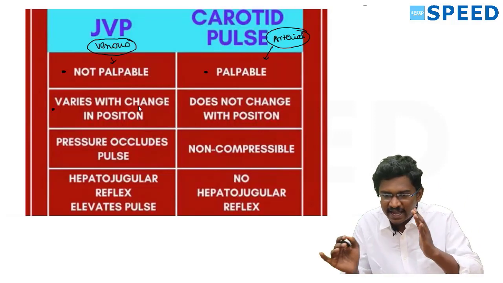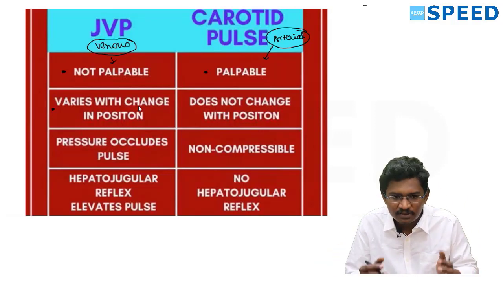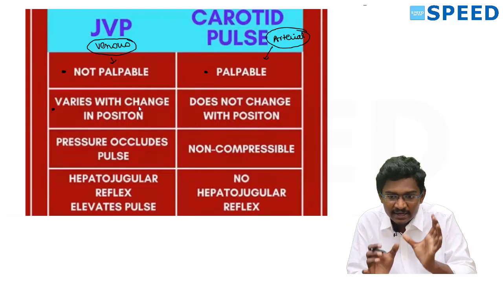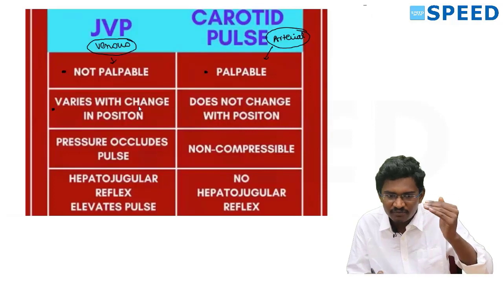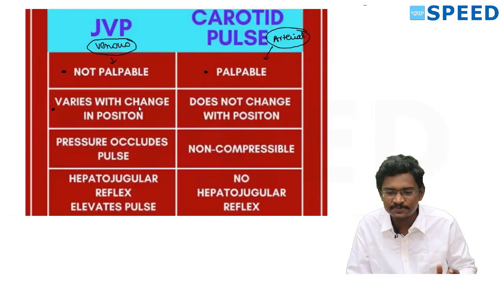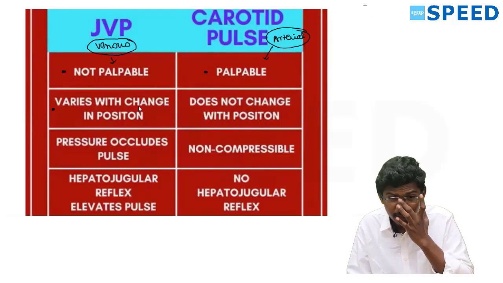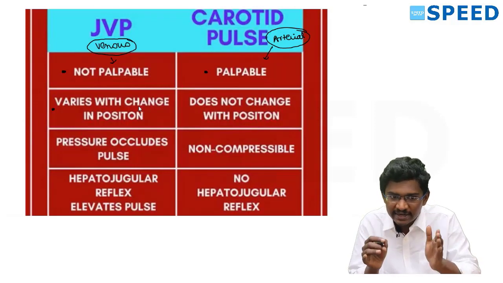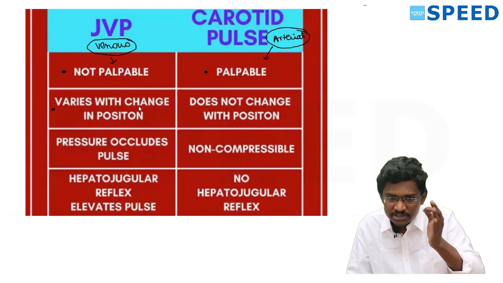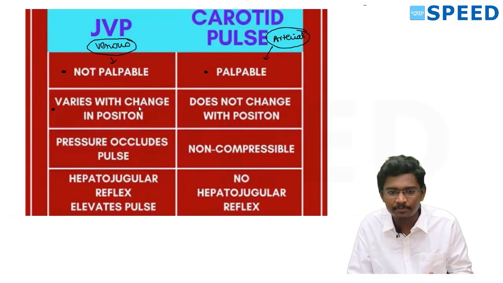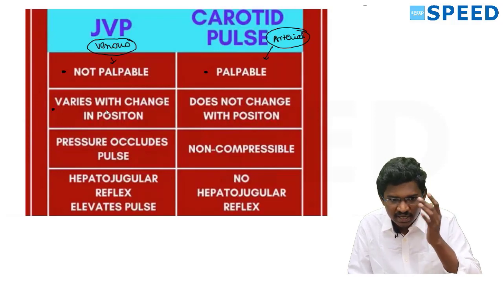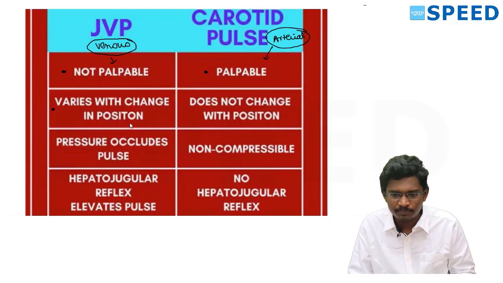And if the patient stands, what happens? Venous return decreases, the pressure in the right heart decreases and the jugular venous pressure also decreases. So you can see that it is a direct measurement of your right atrial pressures. You can see what is happening with the right atrium and the right side of the heart. So obviously it varies with change in posture.